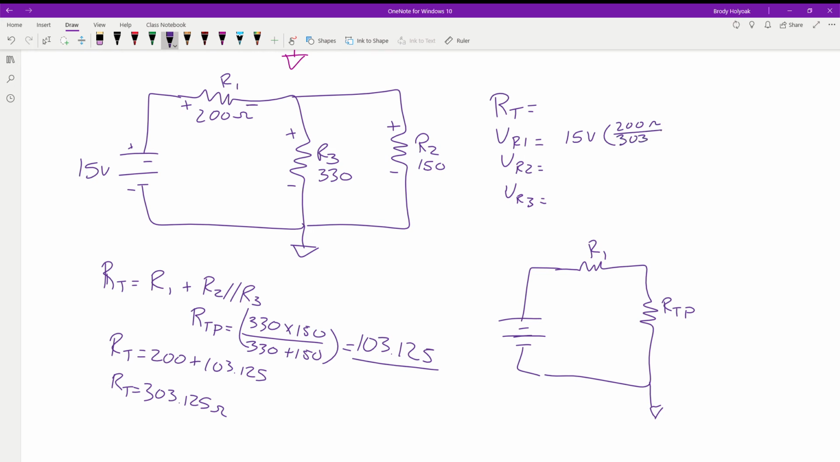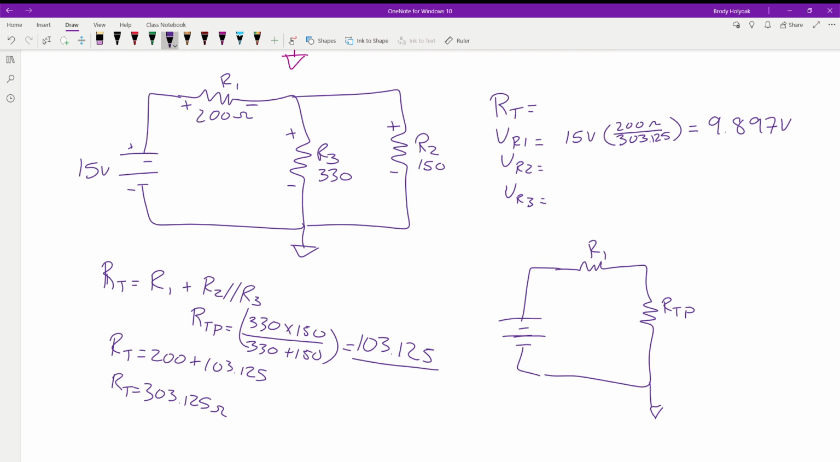So 303.125. And that will give us that voltage drop. So what do we get for a voltage drop there? 9.896. Okay. In this case, I would round it up because the next digit behind it is a 9. So that'll round it up to a 7.